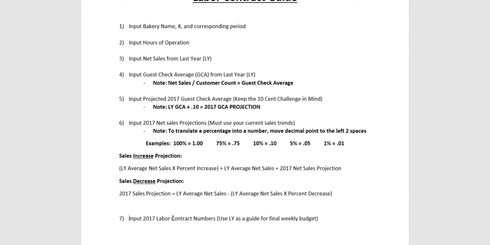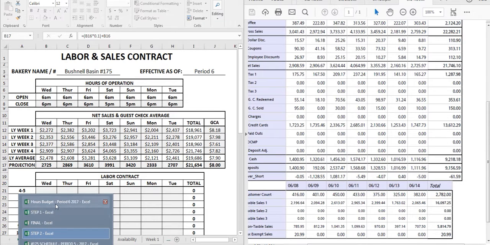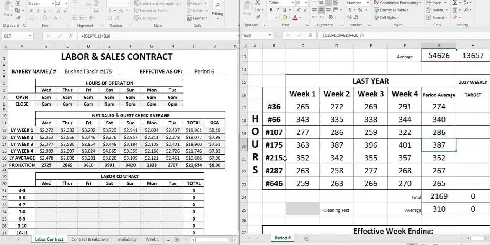The next step is nothing new. We're inputting our labor contract numbers for this particular period, and this is where the hours budget your area manager gives you comes into play, where you need a starting point. You need to know what we used in hours last year. So this is week 1, week 2, week 3, week 4, and your period average. You also need to know your bakery.